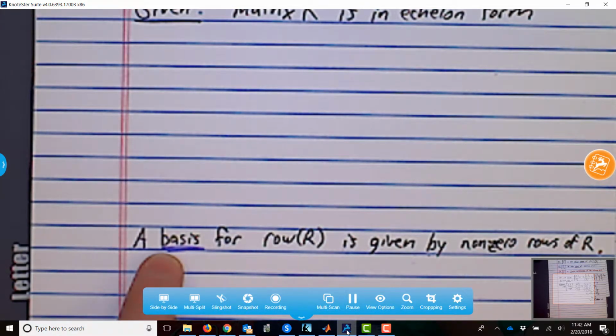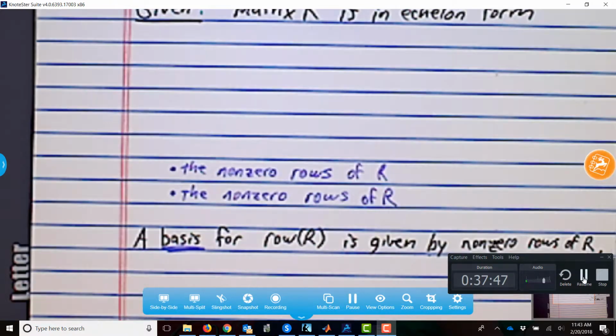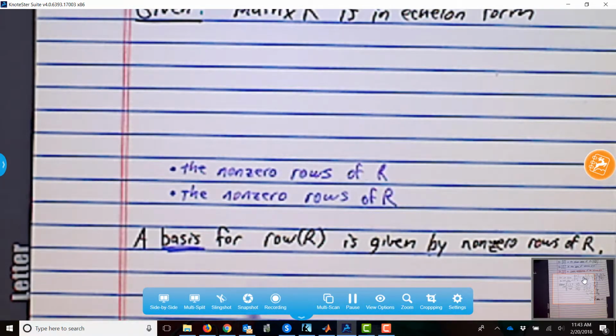Do you guys really know what a basis of a subspace is yet? And I claim there are two things you need for a set of vectors to be a basis. Ask the person next to you if they know. So guys, if we want to prove that the non-zero rows of R form a basis, there are two things I need to check. Do you guys know what they are?